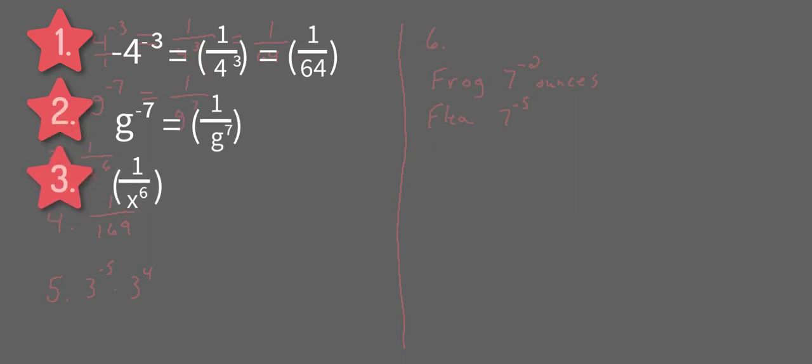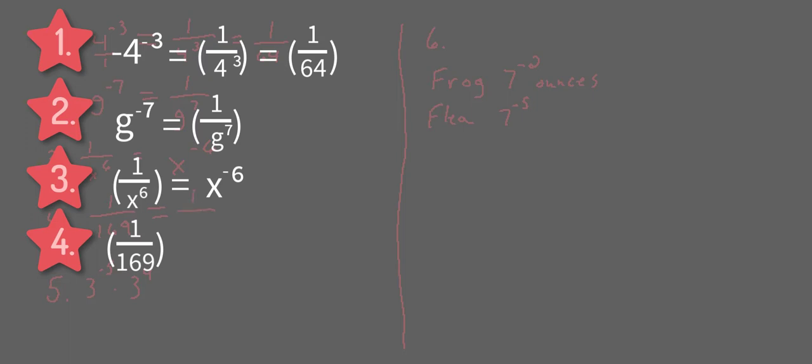With number 3, we're asked to write with a negative exponent, so it's working backwards from the first two problems. And this is going to equal, move it to the top and change the sign to negative, x to the negative 6.